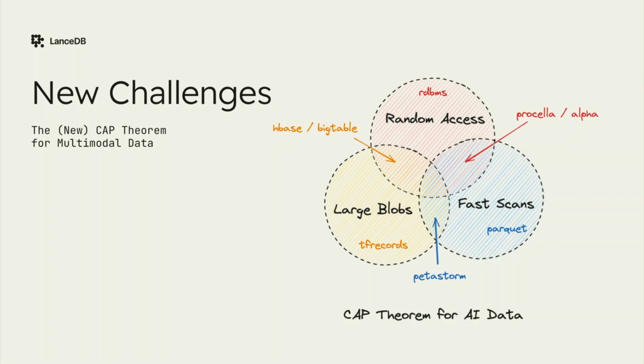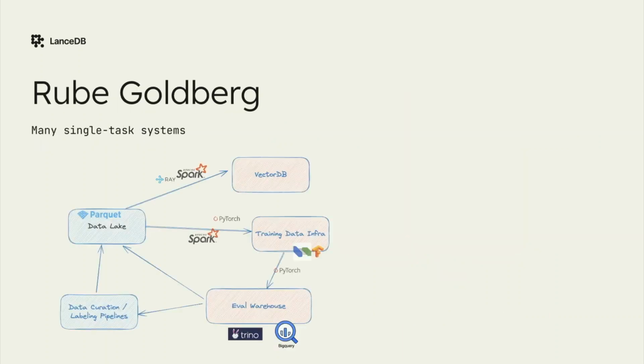And then if you're training on multimodal data, you need to be able to manage large binaries like images and videos effectively. And so no existing data format is good at all three of them. This is what I'm calling the new CAP theorem for AI data. And that's why we created the Lance format, to try to solve all three of those problems all at once.